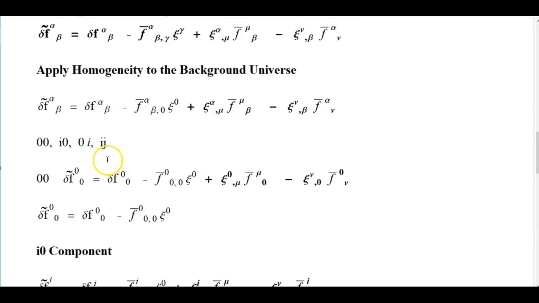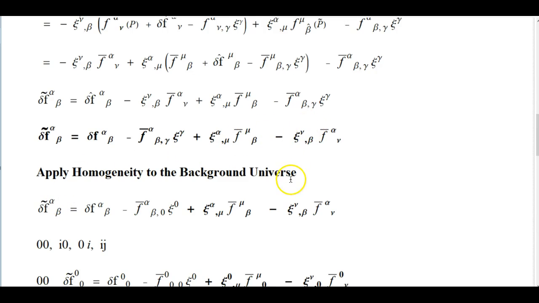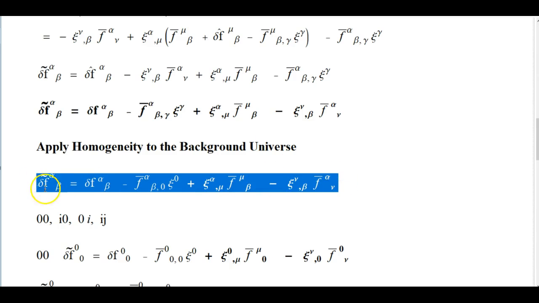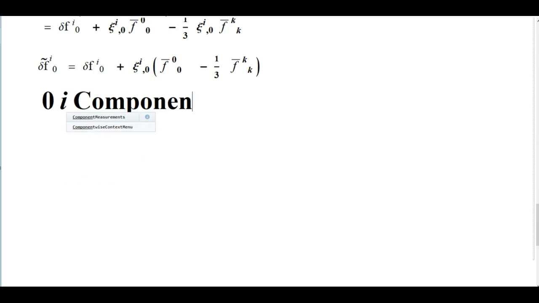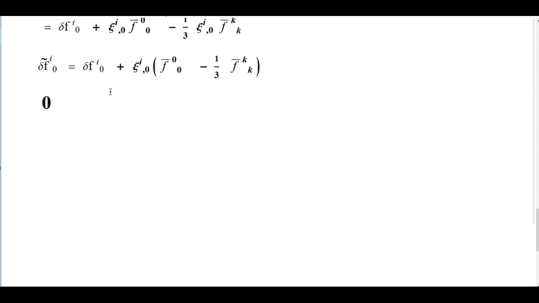Now let us look at the 0i component. This was I0. Now let us do the 0i component. We'll start with this equation again and write the 0i component.